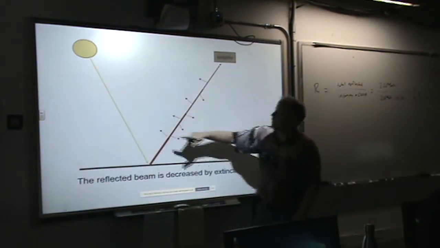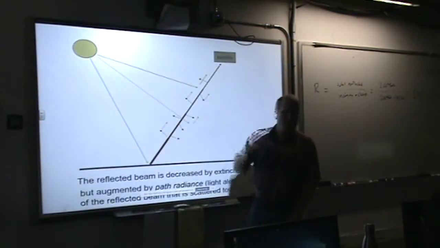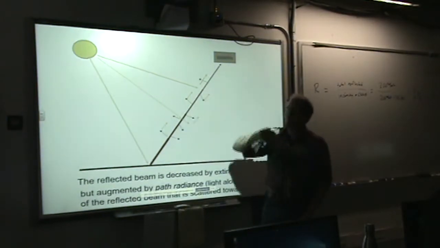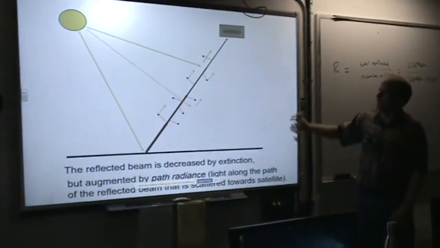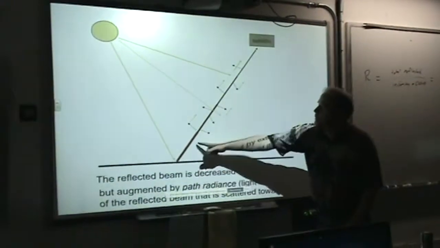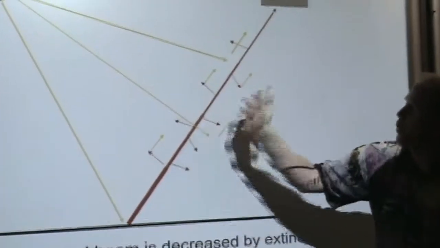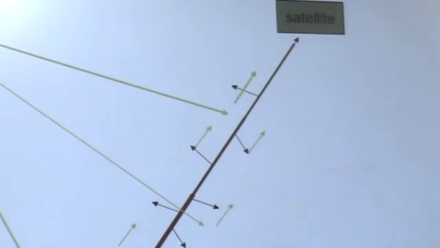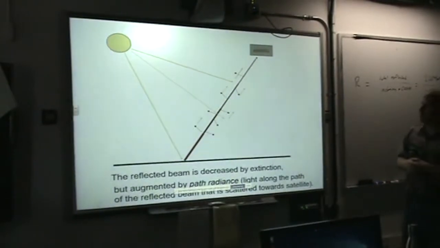Because if this light is being scattered from there, what about this light? It's hitting the atmosphere, it can also be scattered in the direction of the satellite. This is something called path radiance. So we're going to have a decrease by extinction, but an increase due to this so-called path radiance, the atmosphere reflecting light from the sun directly into the satellite. Okay? So those are the two things we have to deal with.